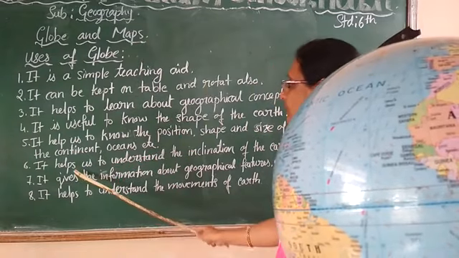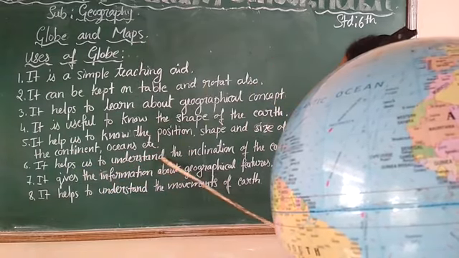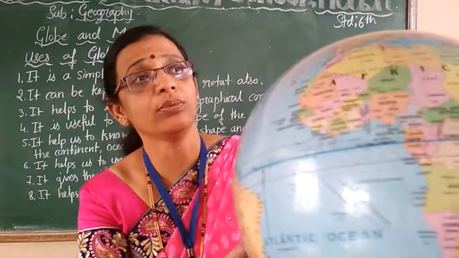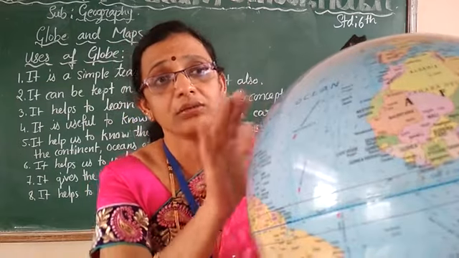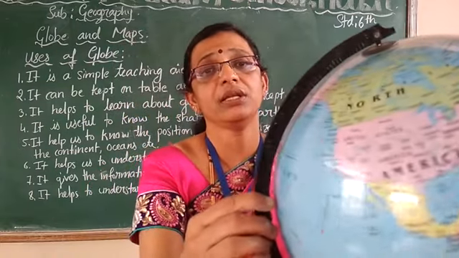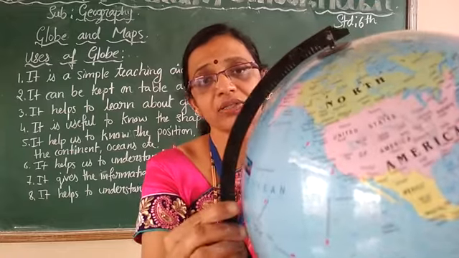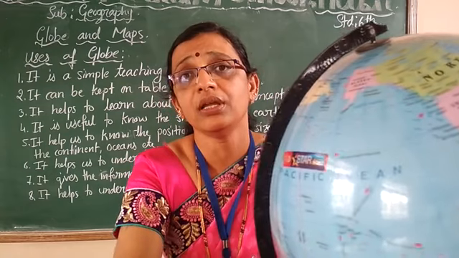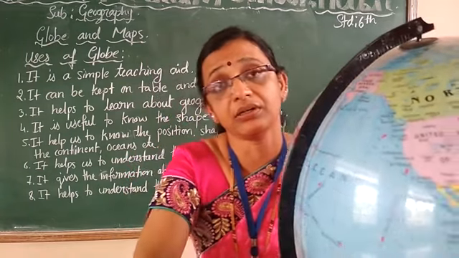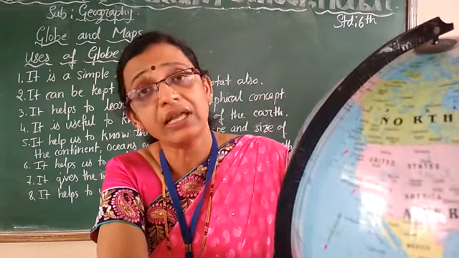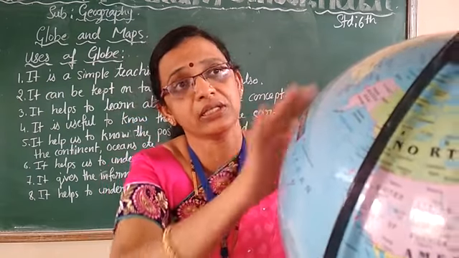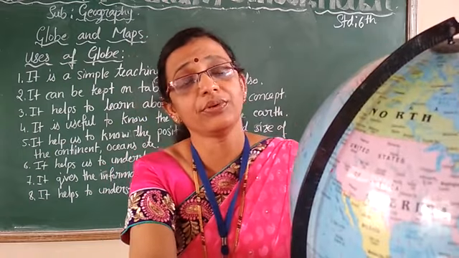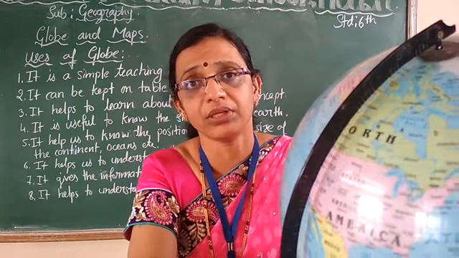Next, it helps us to understand the inclination of the earth. See children, by seeing the globe only we can understand that it is bent. See here, it is not sitting straight, somewhat it is bent. That is called inclination. Because of that only, there is a variation in the temperature, variation in the day and night children. Because of this inclination, it is bent, no? That one only is called inclination. This information we get from the globe only.